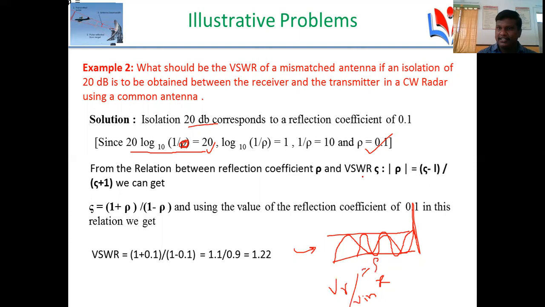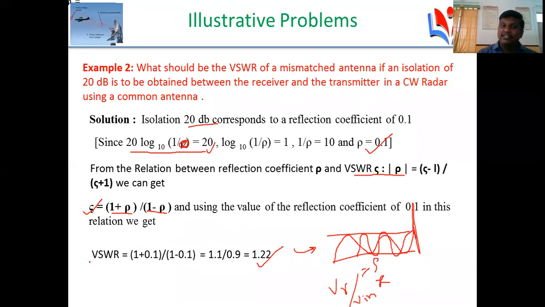Based on this rho, we will calculate the VSWR. VSWR equals 1 plus rho divided by 1 minus rho. So we can write 1 plus 0.1 divided by 1 minus 0.1, which gives 1.22. VSWR is 1.22. Here we have to draw two more conclusions.